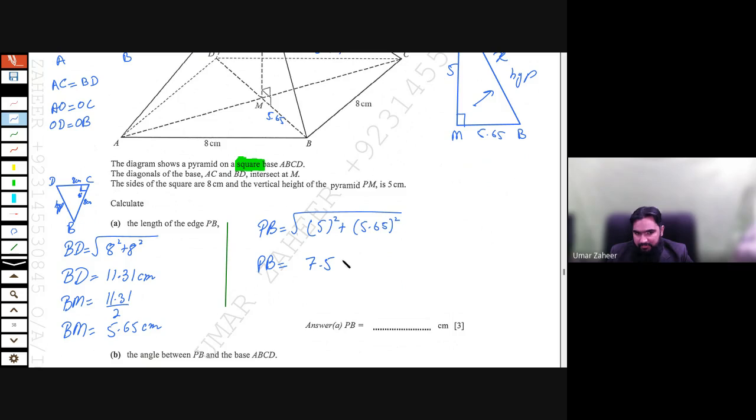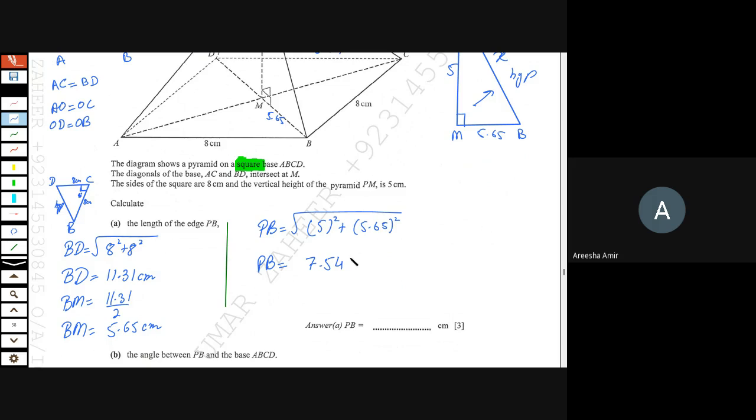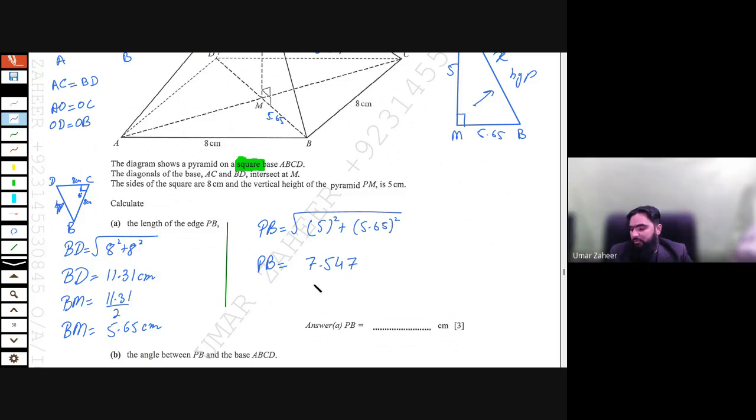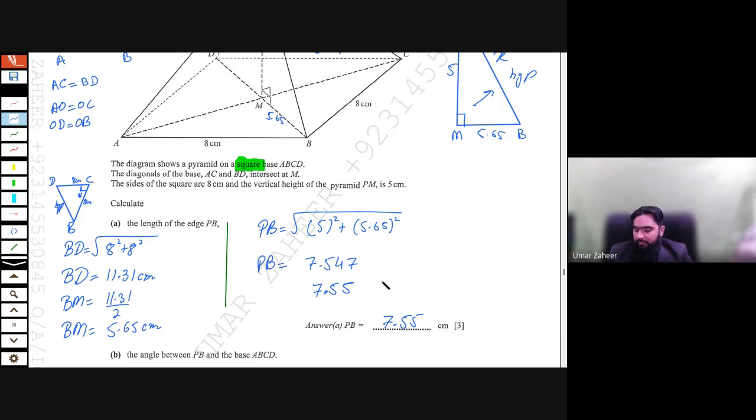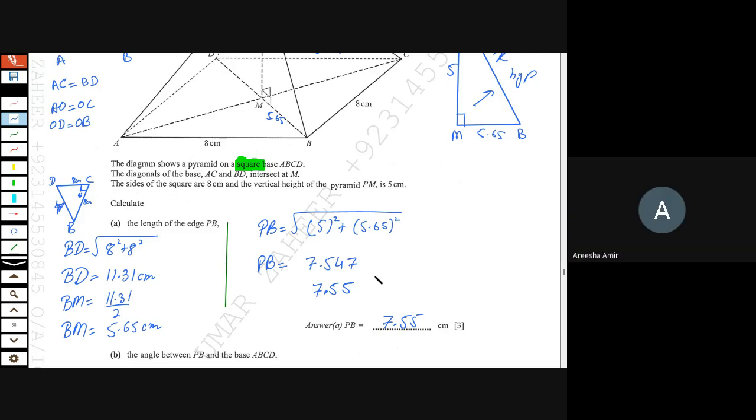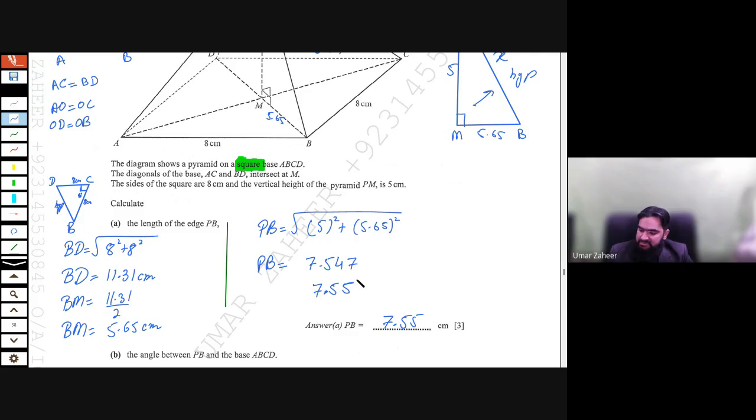7.54, any other number? 4700. When you round off, it must be 7.5. No, it's 7.5447. Yeah, there are two 4s before 7. No, because the answer is 7.55, not 7.54. You have to round off any value. I will check by myself as well.